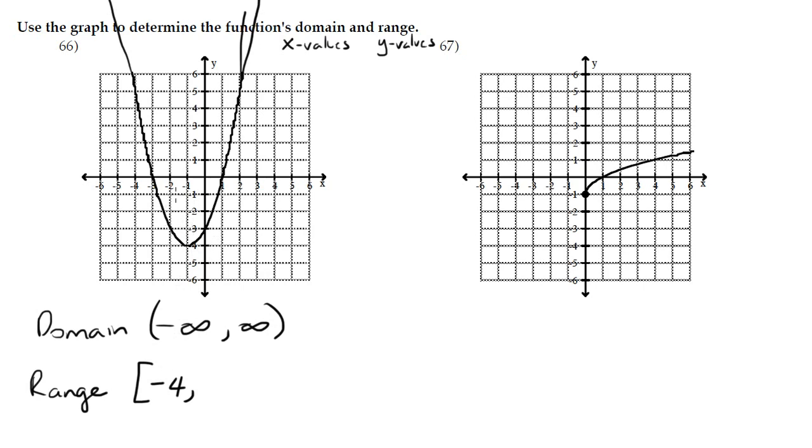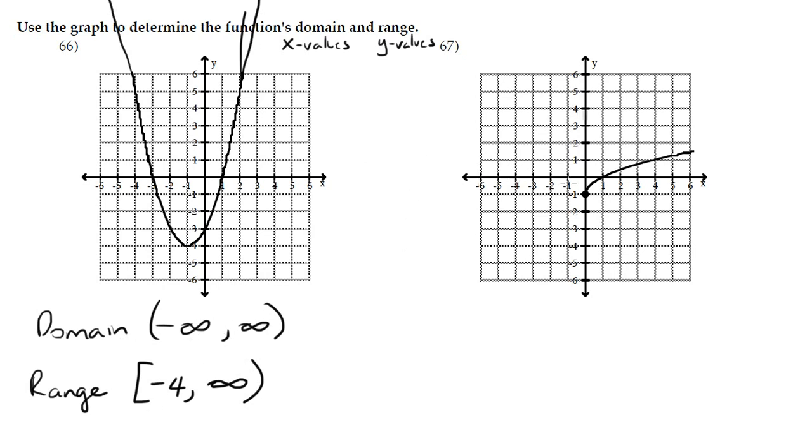At -2, -1, at 0, at 1, 2, 3, 4, and you can imagine every y value past that. At 7, at 8, at 9, and this continues forever, so it goes all the way up to infinity. That's my domain and my range.